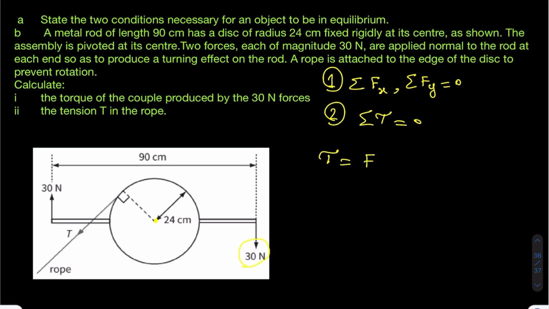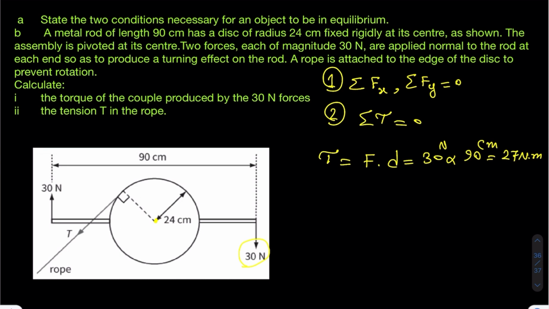Okay, so therefore the torque here with respect to the middle point of the rod will be equal to one force, which is 30 Newton times the whole length of the rod, and that is 30 Newton times 90 centimeter, which will be equal to 27 Newton meters.